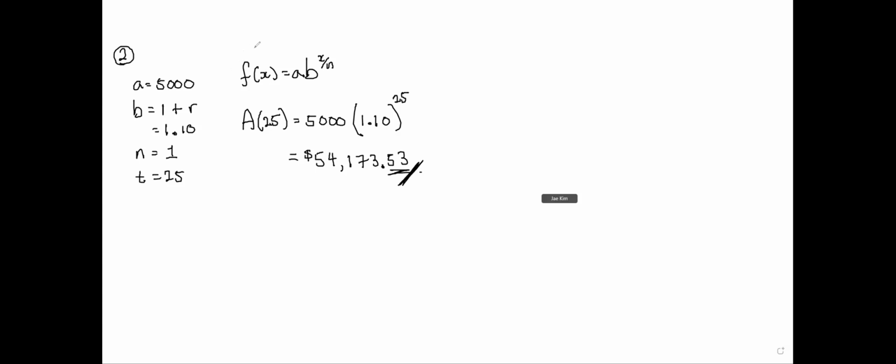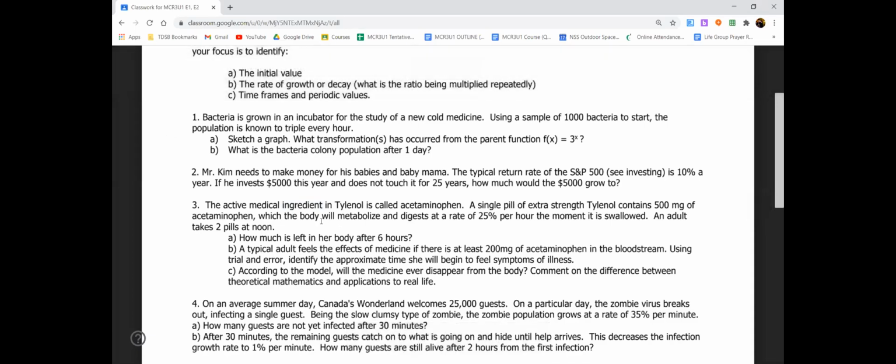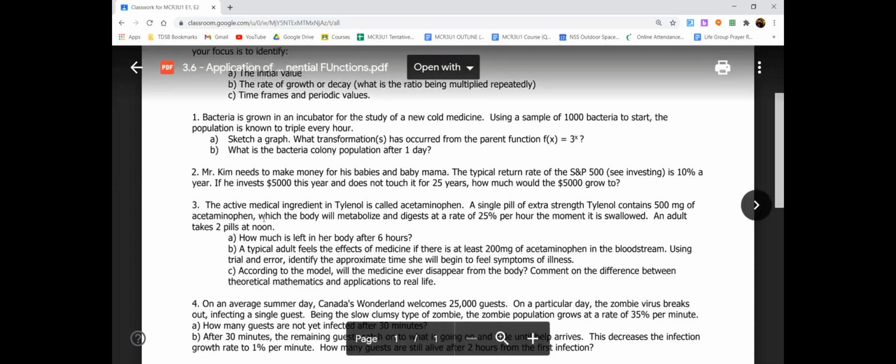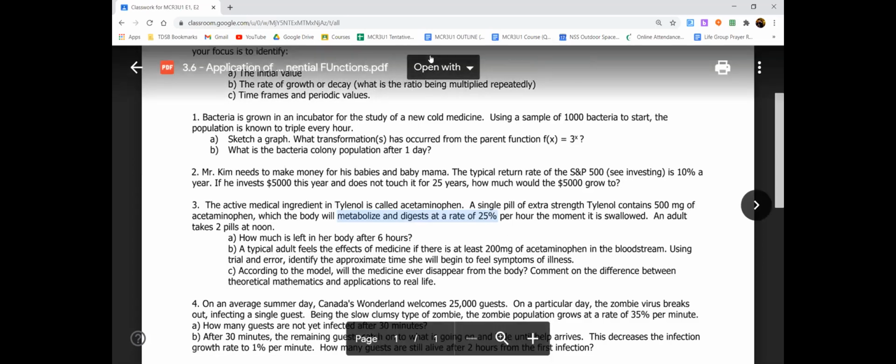Now here comes number 3. Please be careful. This is one of my prize questions. I really like this one simply because it alludes back to my young Thundercat days. Number 3. The active medical ingredient in the cold medicine Tylenol is called acetaminophen. A single pill of extra strength Tylenol contains 500 milligrams of acetaminophen, and the body will metabolize and digest at the rate of 25%. Does that indicate a growth or a decay?